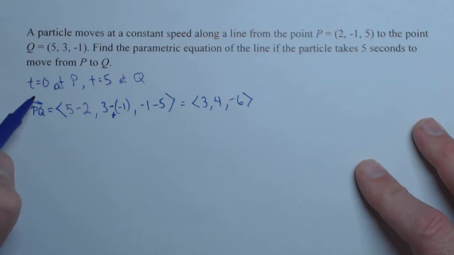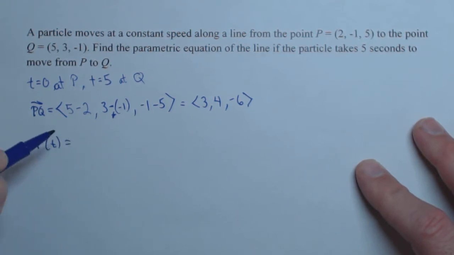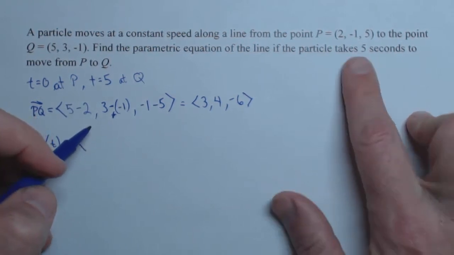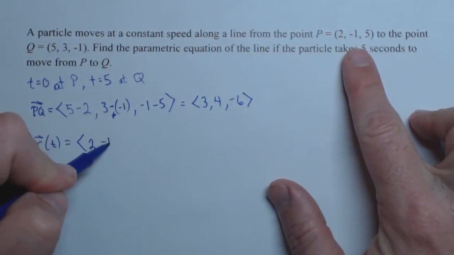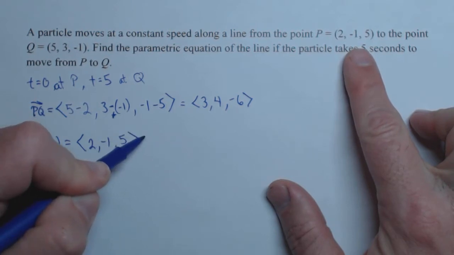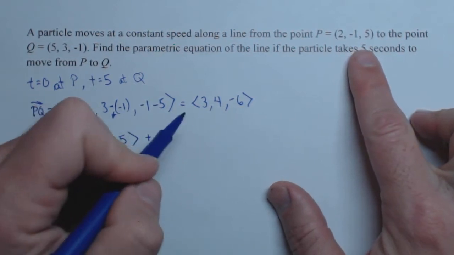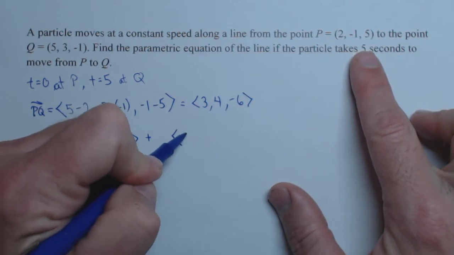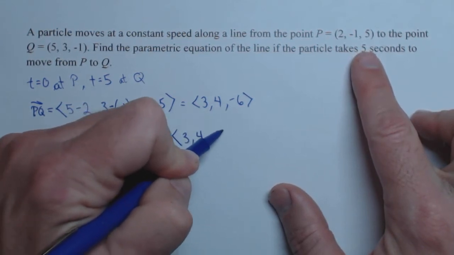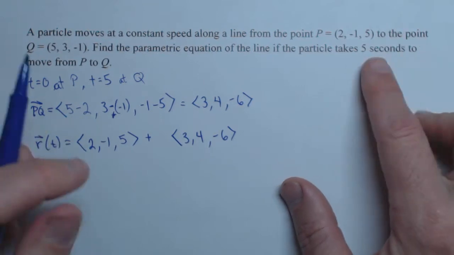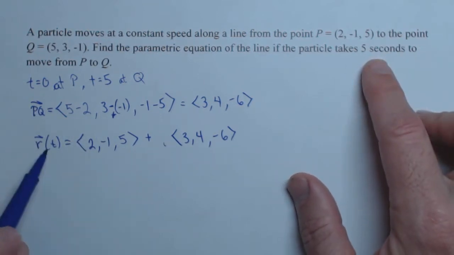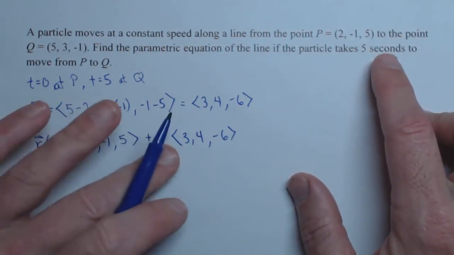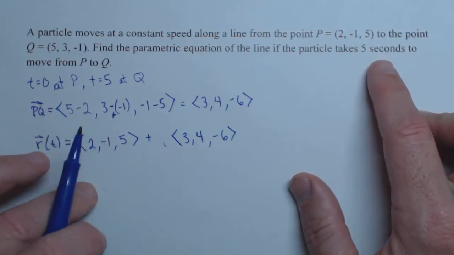Now that we have the direction we need to go, we need to figure out where we were starting. So as a vector valued function, let's call it r of t, we're starting at P, (2, -1, 5), and then I'm going to be adding a multiple of (3, 4, -6). Now, there's going to be a variable in here because this is a function of t, but we can't just put in t because that would still work for time 0.